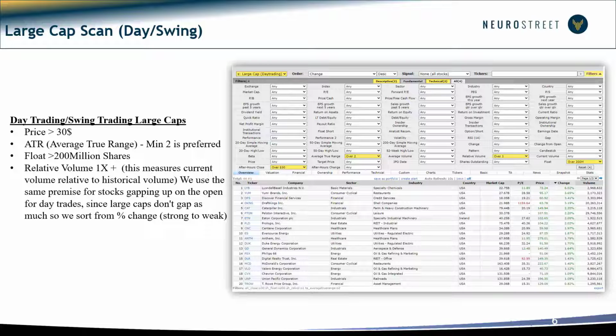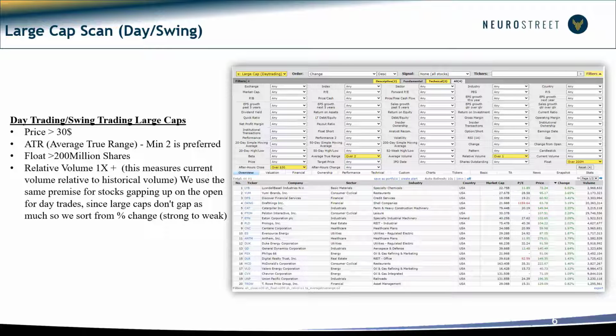And so we want float over 200 million shares. Now, one of the things that I like to do is look at volume, relative volume. This measures the volume relative to the historical volume. We don't have to worry about a large cap stock having volume. There's always going to be tons of volume on the stock.